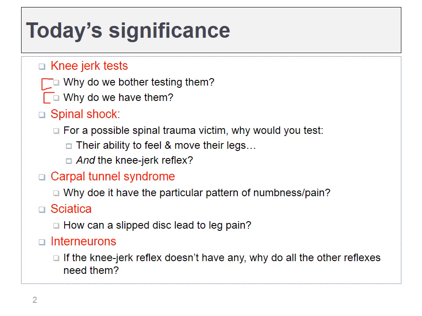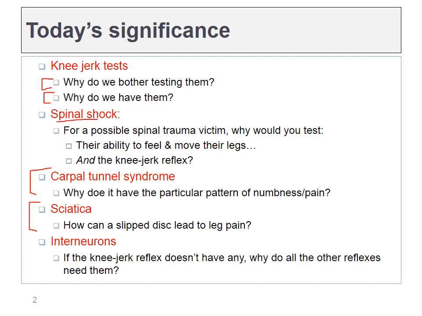We'll talk about spinal shock and ask why paramedics might test the knee-jerk reflex after determining that a person can move and feel all parts of their body. We'll talk about carpal tunnel syndrome and why it has its own particular pattern of numbness and pain. Similarly, we can discuss sciatica.